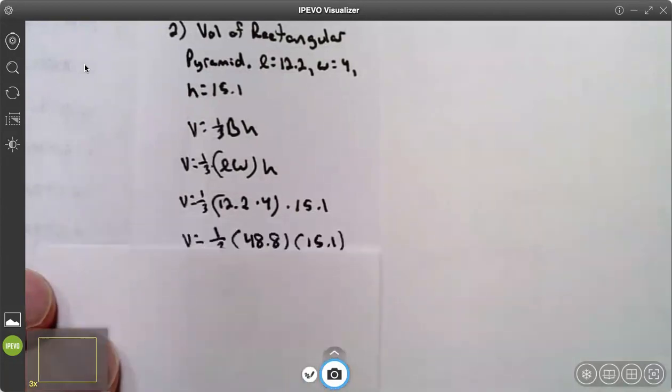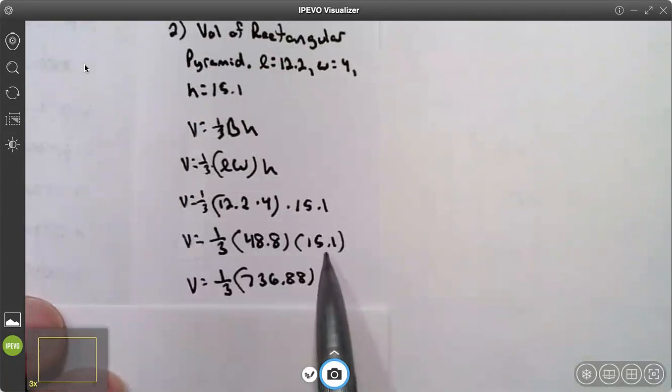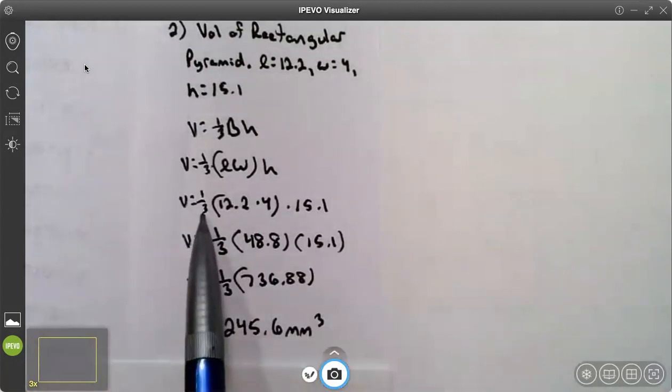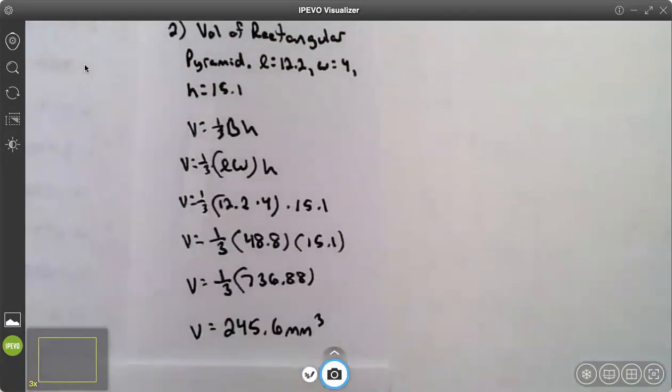You can mix those three numbers up because you end up multiplying, and you multiply in any order you want. I multiplied my length and width together and got the area of my base. Then I multiplied times the height. Then I left that in my calculator and I hit divided by 3. But if you had a scientific calculator, you could have said 1/3 times 12.2 times 4 times 15.1, and you would have gotten the right answer.